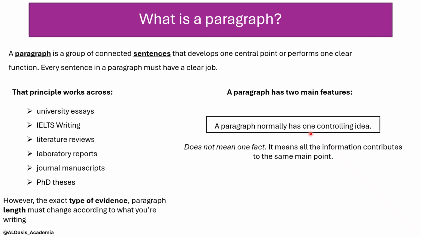For example, you are talking about the advantage of something or the disadvantage of something. So you will have a paragraph talking about the advantages, and then you would have another paragraph talking about the disadvantages. Each of these paragraphs might contain different facts or multiple facts, but again, the paragraph that is talking about the advantages is going to have a central point or a central message, which is showing the advantage of whatever you're writing about. So that's the first feature, which is having one controlling idea.